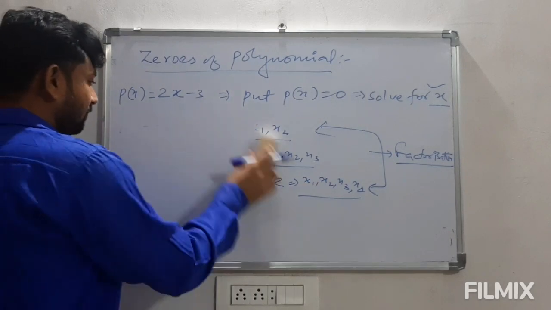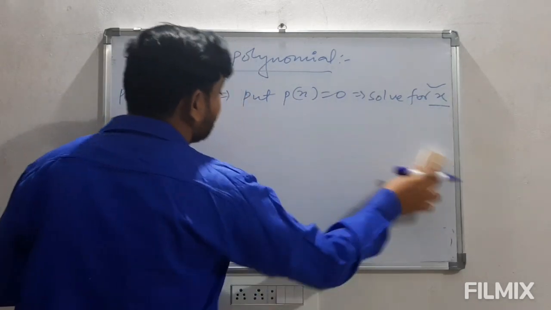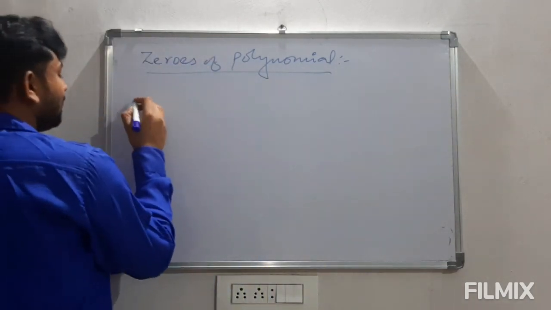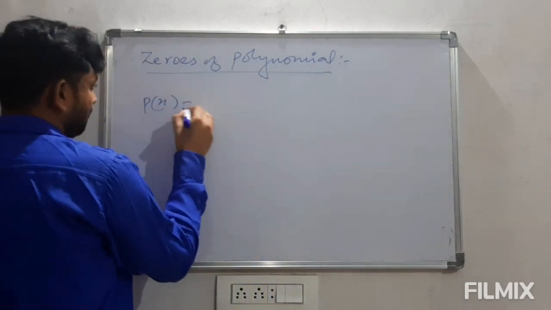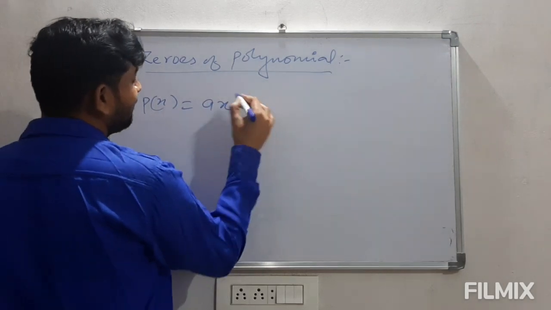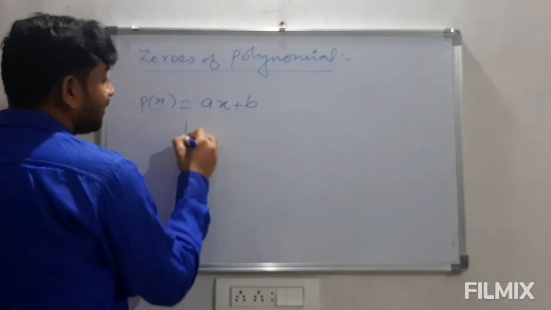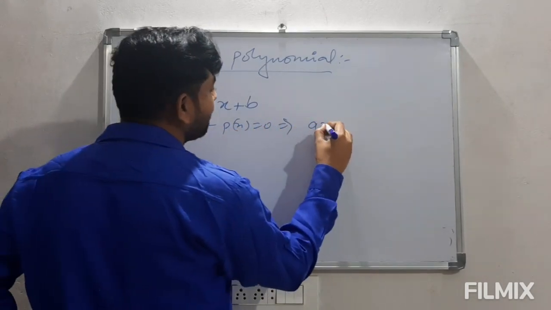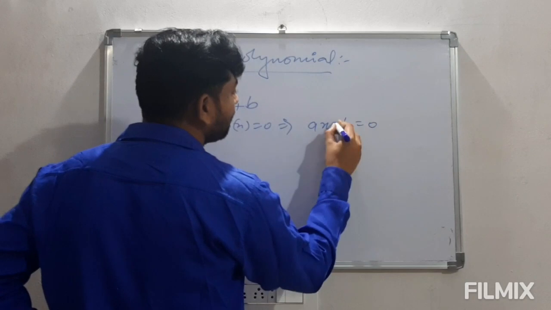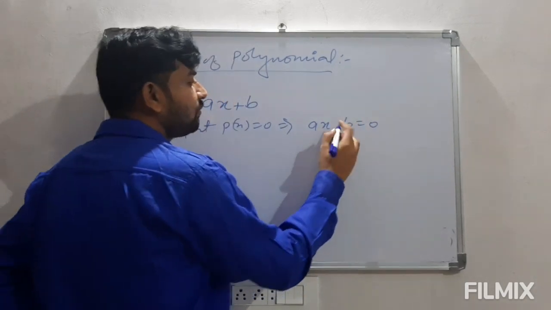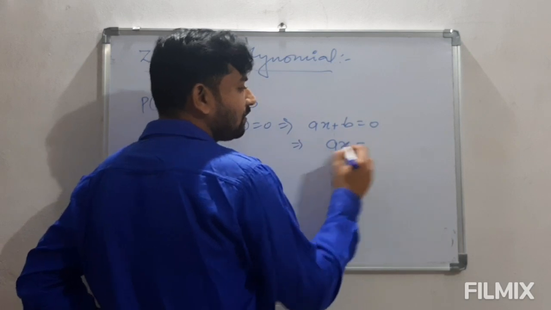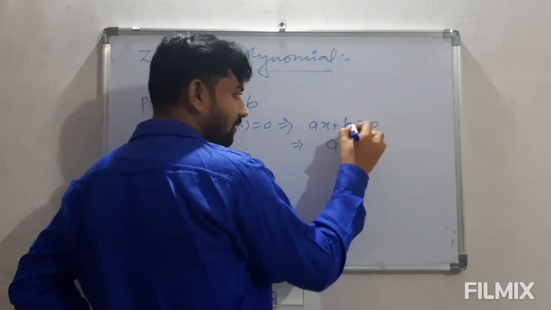So this is the later part of the chapter. Now let us try to understand the meaning of 0. I am just taking the example of a linear polynomial, the general form. We have to put p of x is equal to 0, which is nothing but ax plus b is equal to 0. Here, if we want to solve for x, we have to use transposition. So ax will be, here this is plus b.